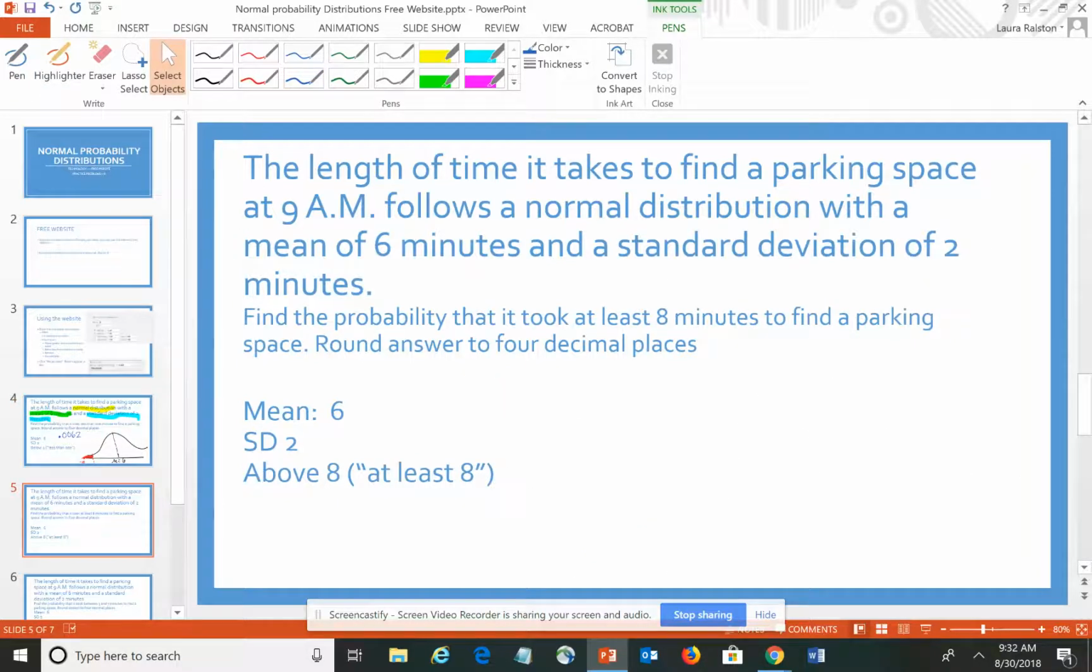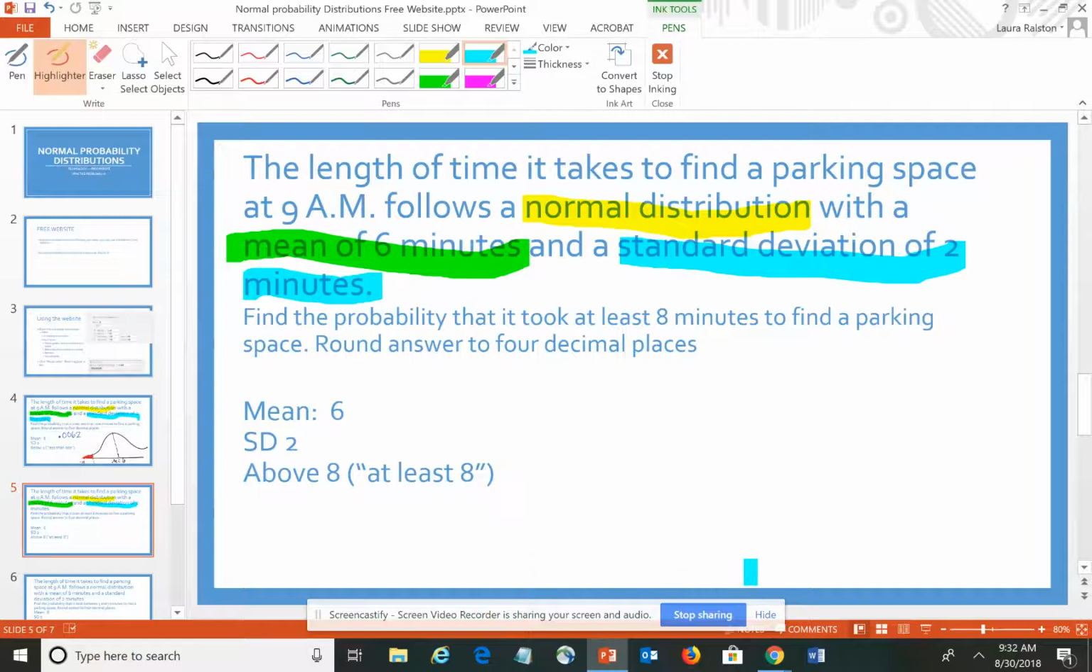Next example, same scenario. So we still know that we have a normal distribution. We still know that we have a mean of 6 minutes and a standard deviation of 2 minutes. This time we want to know the probability that it took at least 8 minutes to find a parking space. Okay, remember, at least implies greater than or equal to. And so in terms of our website, that's going to be above.